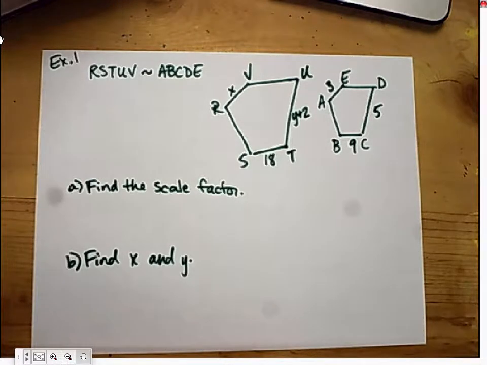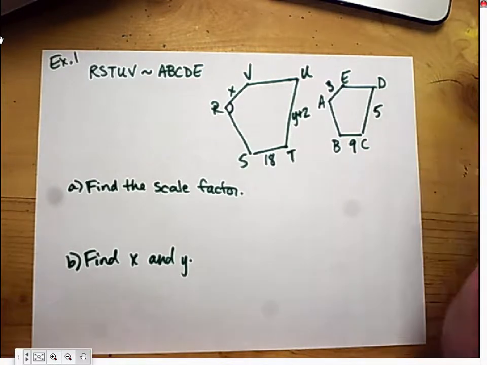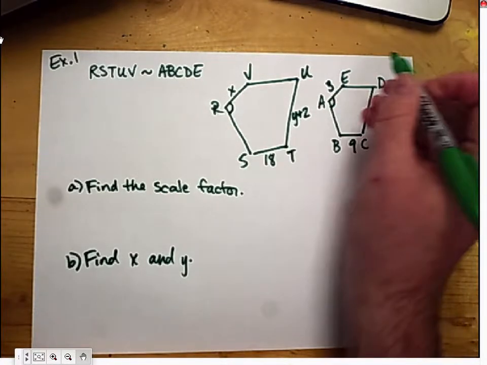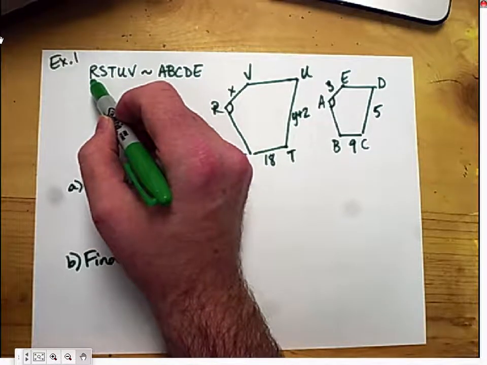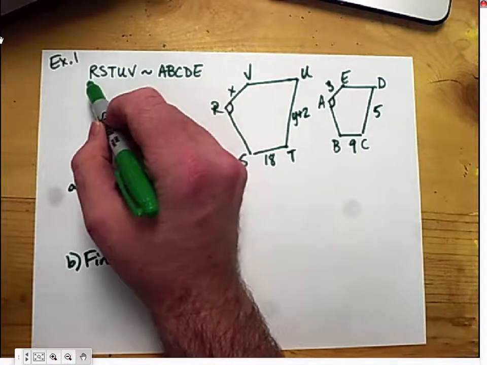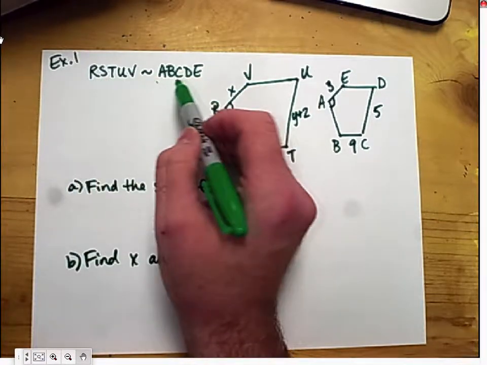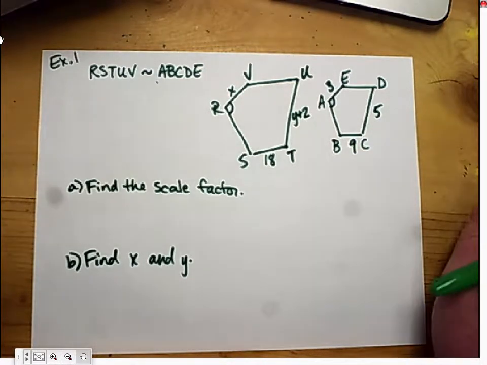So they didn't tell us this, but if we knew angle R, if I told you angle R was 100 degrees, what would you know? Angle A is also 100 degrees, okay? And the order it's written is important. This lets you know, since R is first here and A is first here, that R corresponds to A. That segment RS corresponds to segment AB, and so on, okay?